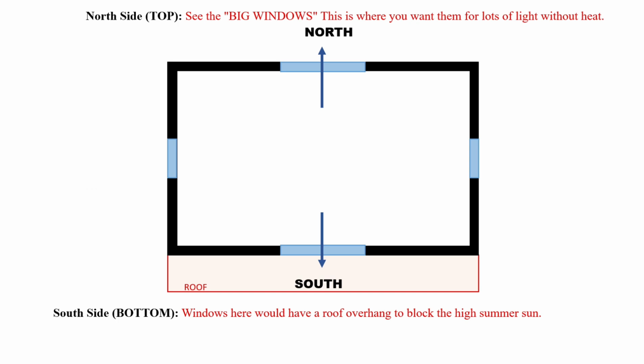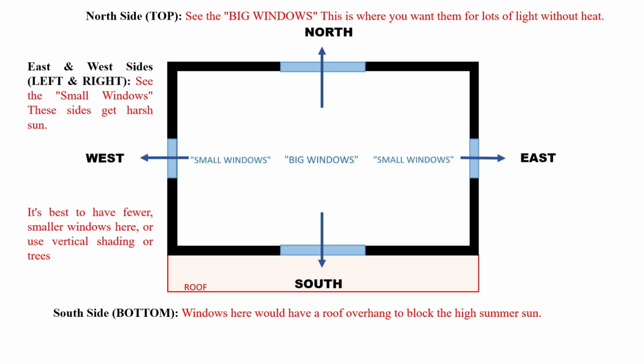East and west side, see the small windows. These sides get harsh sun. It's best to have fewer, smaller windows here, or use vertical shading or trees.